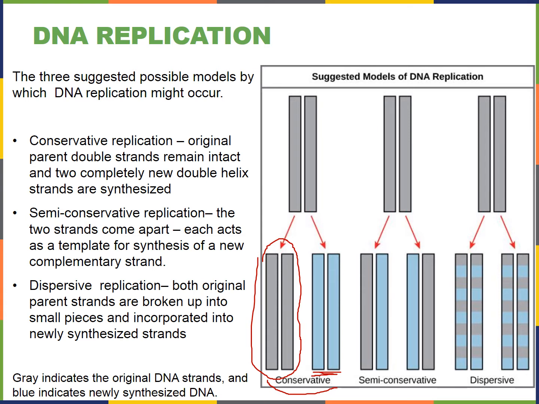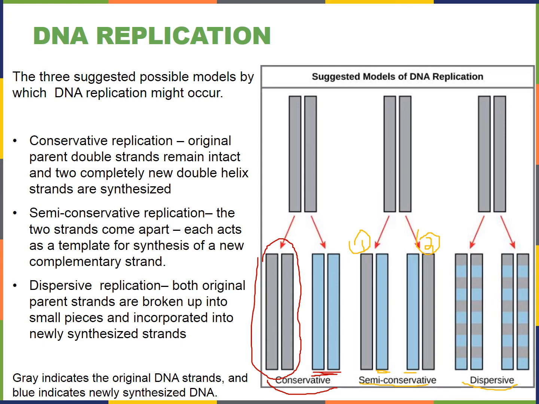The next is going to be the semi-conservative method. With semi-conservative replication, the 2 strands actually come apart, so each acts as a template for new synthesis of a complementary strand. So you see one of the parent strands here, and you see the other one right here, but we see 2 new strands here. So this is semi-conservative because we are conserving some of the parent's genetic information in each of the replication mechanisms.